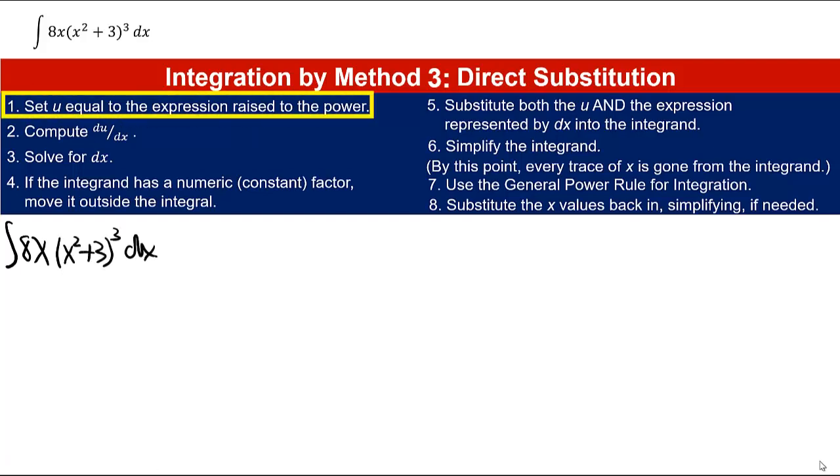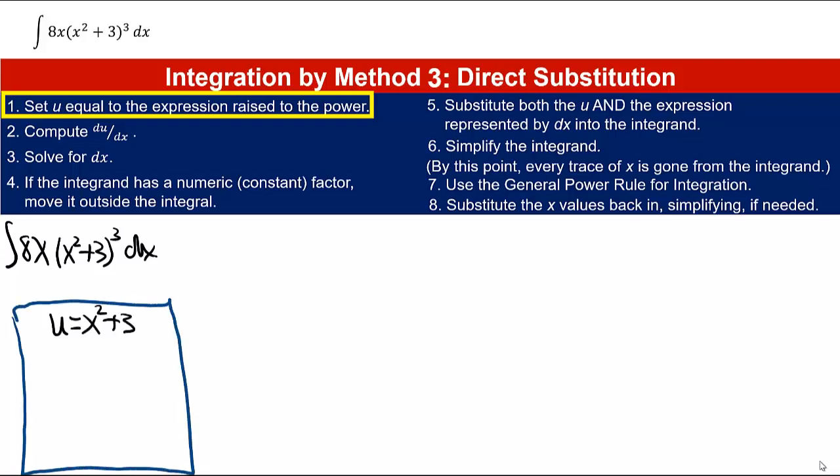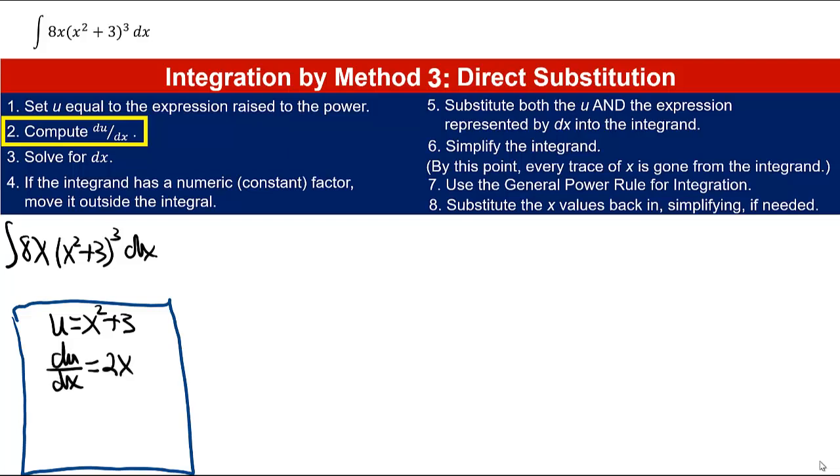Step 1 says to set u equal to the expression raised to the power. Here, that would obviously be x squared plus 3, so we set u equal to x squared plus 3. Step 2 says to compute du dx. That's the derivative of u with respect to x, which is 2x. Step 3 says to solve for dx.